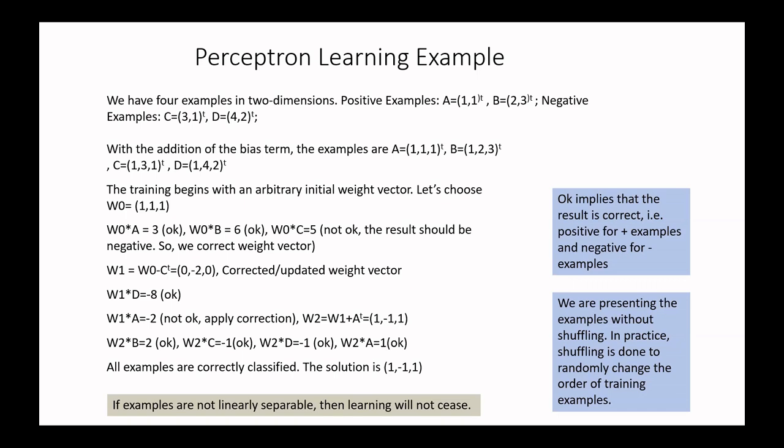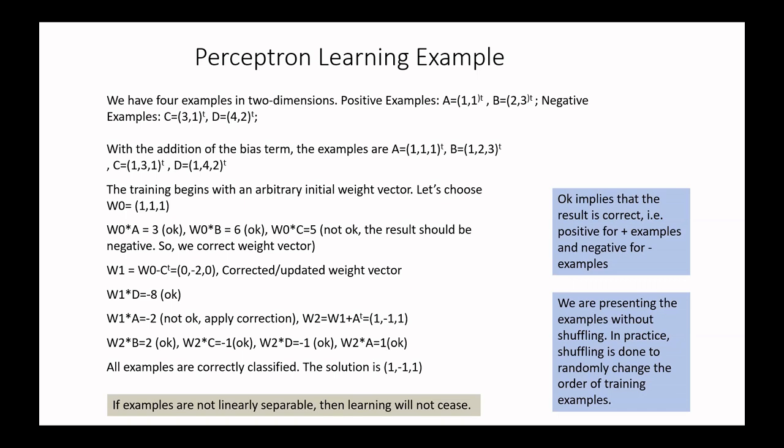Now we present B, output is positive, that's fine. When we present C, output is negative, that is fine. When we present D, output is negative, that is fine. When we go back and present A again, output is positive, that is fine. That means this current value of the weight vector is able to give us the right answer for all the examples. So at this point, we can terminate the training and say we got the solution.